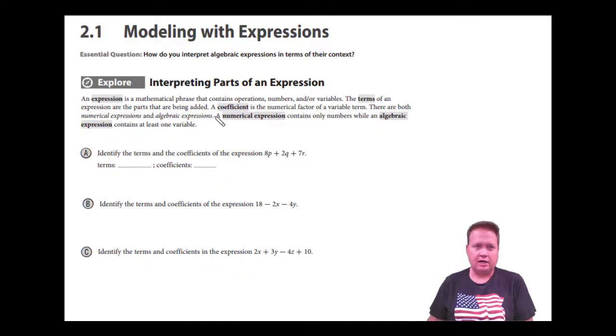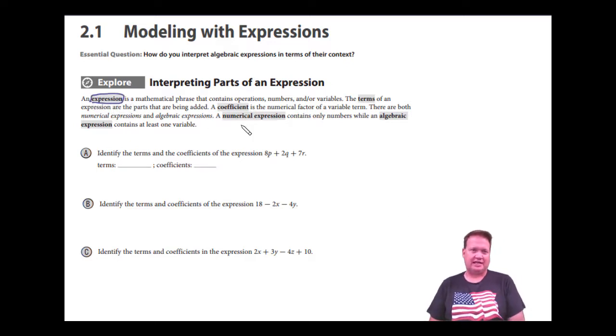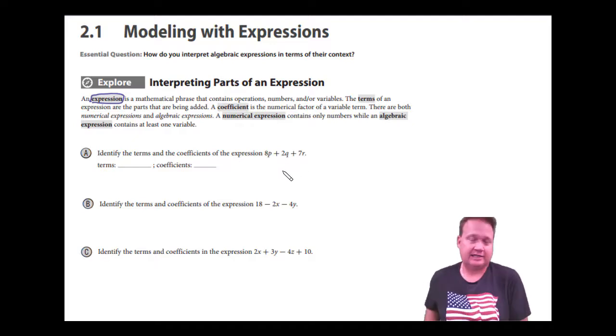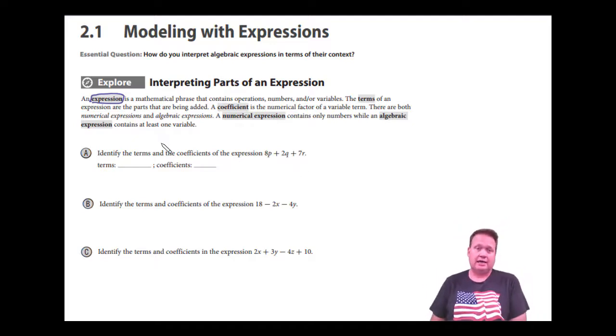Okay, we're going to start off Module 2 with some vocabulary because we're going to use these words a lot in this module. The first word is expression. An expression is anything that contains variables or numbers, including operation signs like plus and minus. When we talk about an expression, this right here, 8p plus 2q plus 7r, that's an expression. So is just 8p. So is 7r.